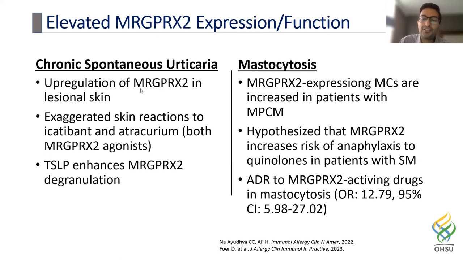And so then they looked at whether there were specific characteristics of that population that increased their risk compared to those that did not have any adverse reaction. And they found that patients with mastocytosis had an odds ratio of 12.79, which is pretty significant, with a pretty big range there still, because I think the numbers were relatively small. But still a pretty good odds ratio that these patients are just much more likely to have reactivity to these medications that activate through the MRGPRX2 receptor.